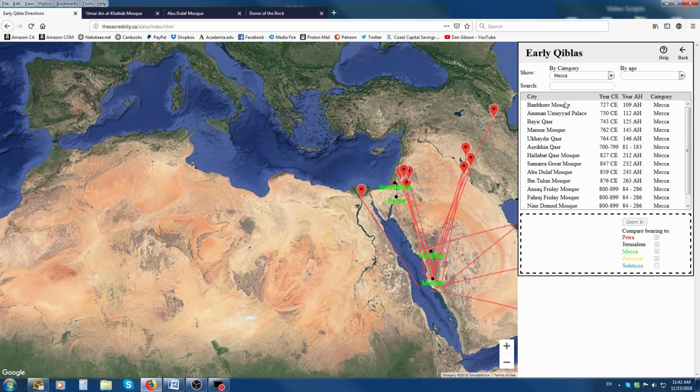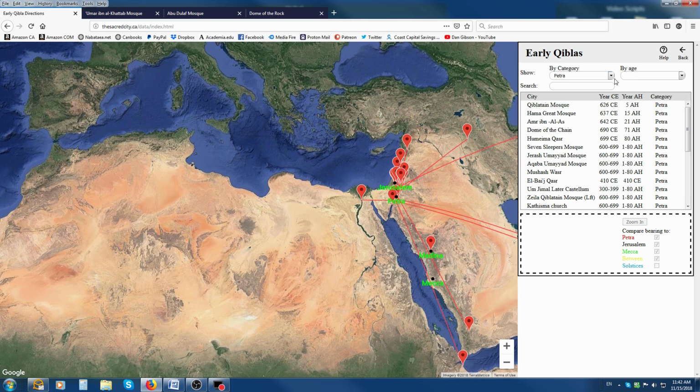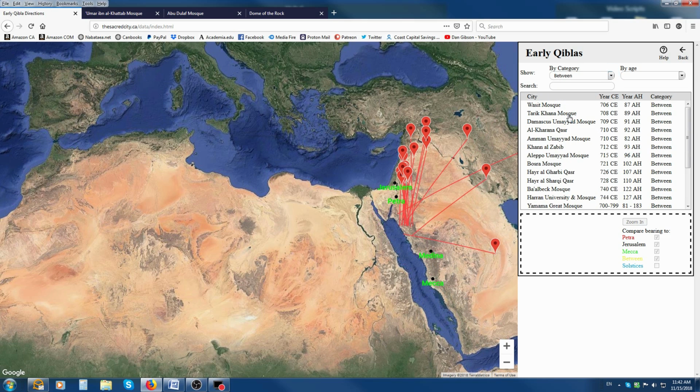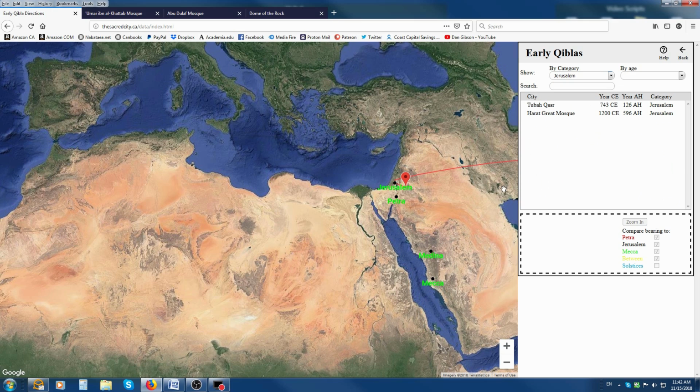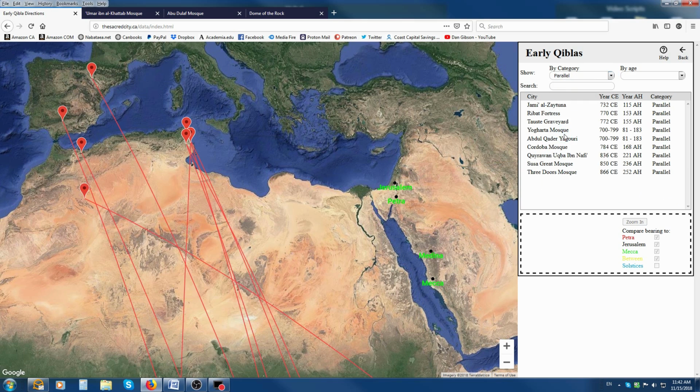Now, how many there point to Mecca? None. This is looking over here in North Africa. How many there point to Petra in the first 200 years of Islam? How many point to the between position? None, because they're all built by Al-Hajjaj, the general. So his mosques, these are the ones he influenced. And then let's go to how many pointed at Jerusalem. We have 2 mosques that pointed to Jerusalem. We'll look at those in just a minute. And then those are the parallel ones.